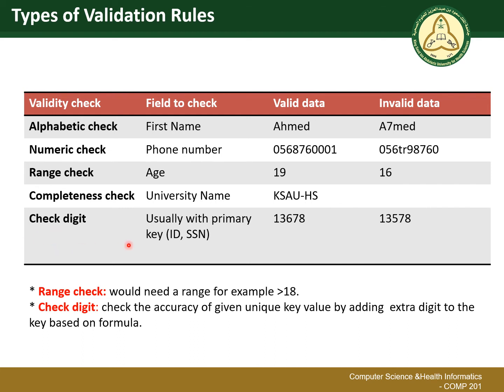Check digit will usually check the accuracy of a given unique key value by adding an extra digit to the key based on a specific formula. So if we have, for example, an ID, and also here we have a social security number, how can they check if this ID is correct or not by using the check digit, which will use a specific formula to make sure that the data is valid or invalid.